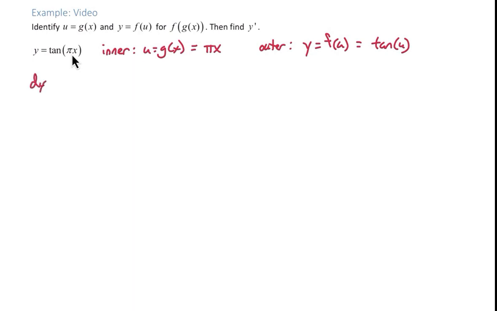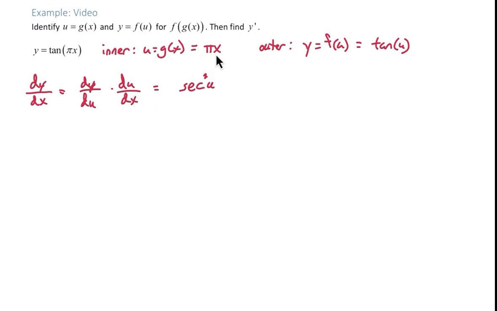So again, Leibniz notation, dy dx, dy du times du dx. So the first one, dy du, that's the derivative of y with respect to u. The derivative of y with respect to u is secant squared u. And now we want to multiply by du dx, the derivative of u with respect to x.